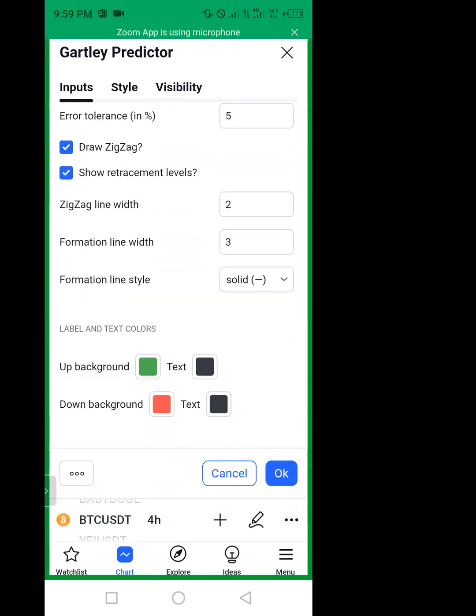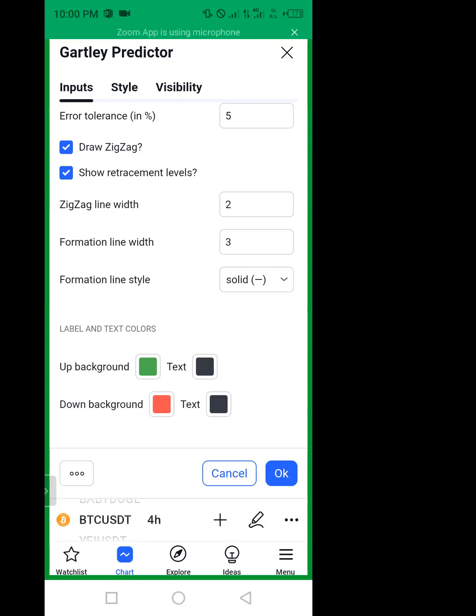The next one is the formation line width. It is 3. Then we have formation line style. We have solid. You can say the formation of the line, the green lines, and then the green and red line, you can say I want it when it is dotted, or I want it when it is dashed. For me, I want it when it is solid. So it is you to choose.